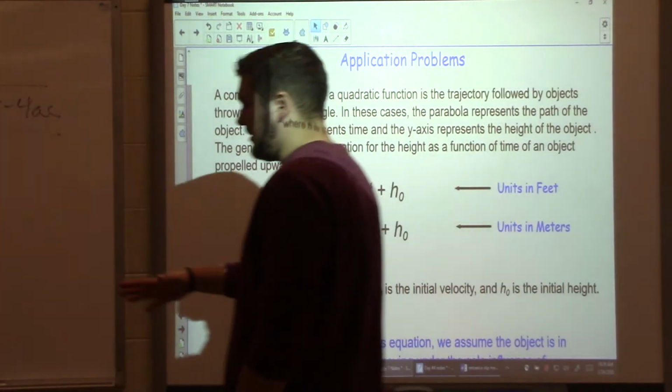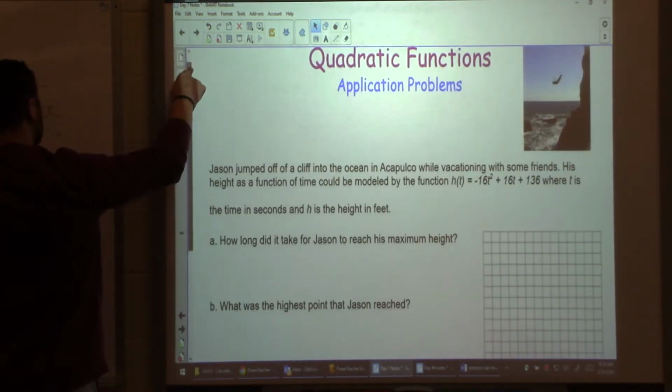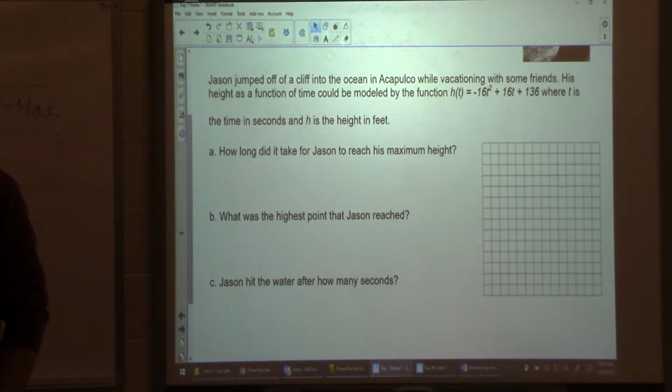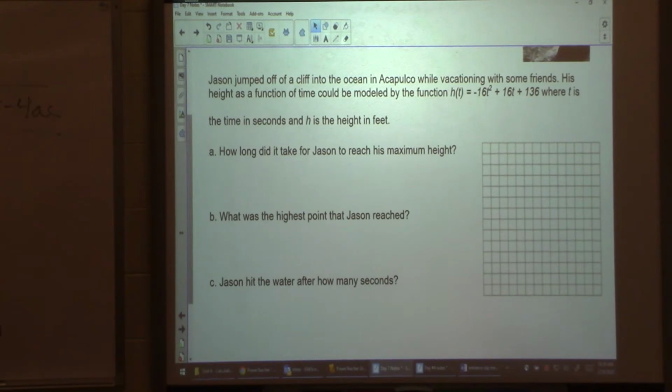So let's try a problem. It'll be really fun, I promise. You're actually going to have to kind of think during these application problems. I know it's a crazy idea. But you have to think about stuff. Okay, I know, I can tell.